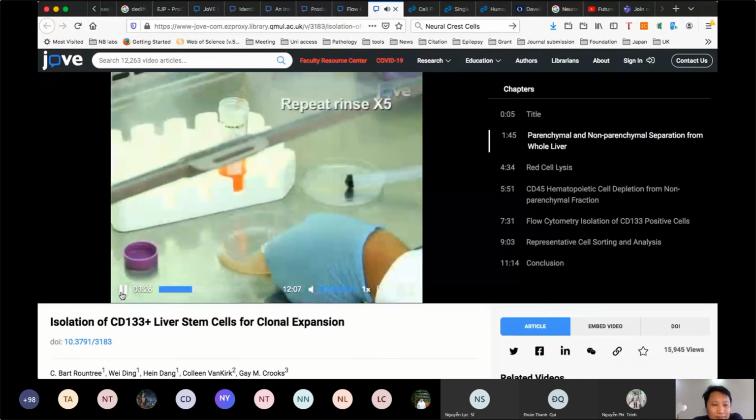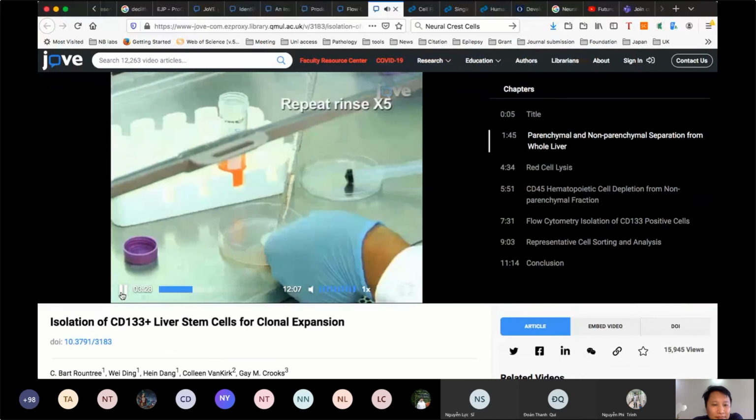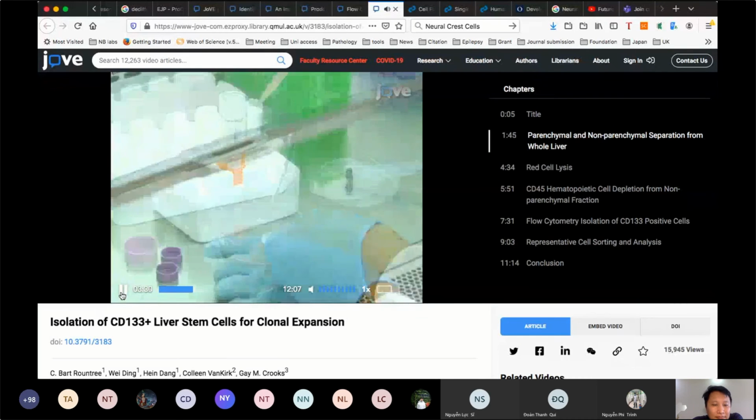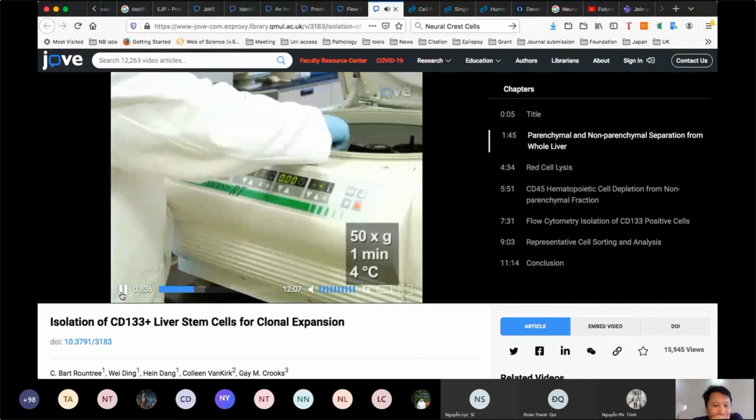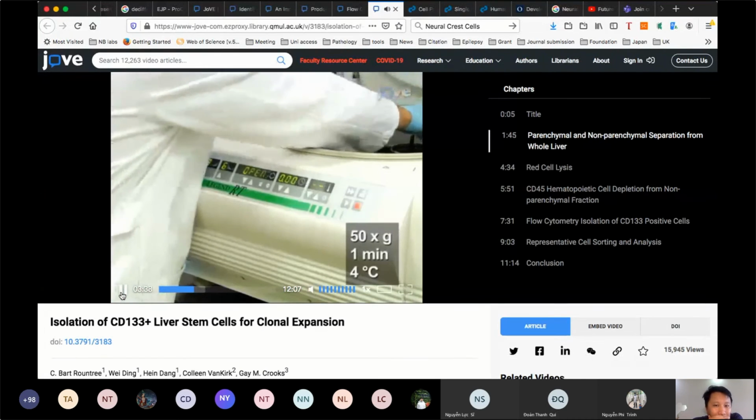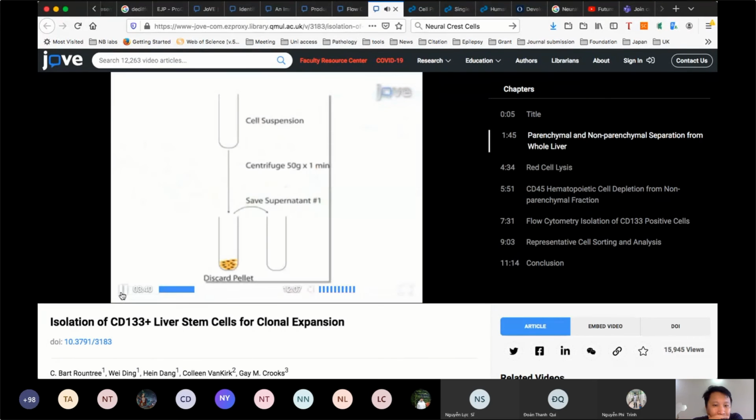Repeat this process 5 times to make total volume of approximately 20 milliliters. Divide the filtrate into 2 equal 15 milliliter tubes. Then centrifuge at 50 times G for 1 minute at 4 degrees Celsius. Following the spin, transfer the supernatant to a tube labeled supernatant number 1 and discard the parenchymal pellet.